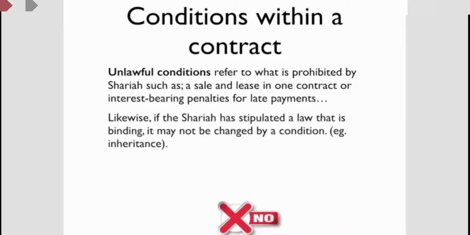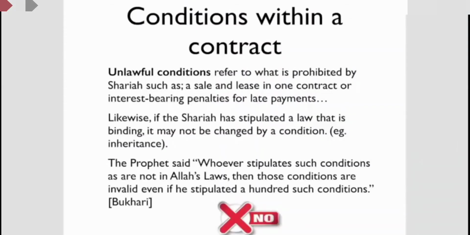Likewise, if the Sharia has stipulated a law that is binding, it may not be changed by conditions. For instance, inheritance. There are certain rules when it comes to inheritance, and just because we mutually agree on conditions that go around these rules and intentions of Sharia in these matters, we don't say that these conditions are valid at all. The Prophet ﷺ said, whoever stipulates such conditions as are not in Allah's law, then these conditions are invalid even if he stipulates 100 such conditions.